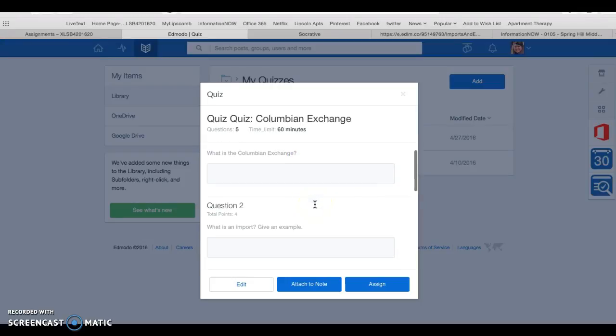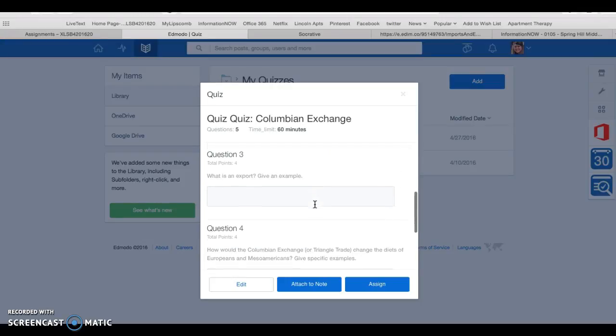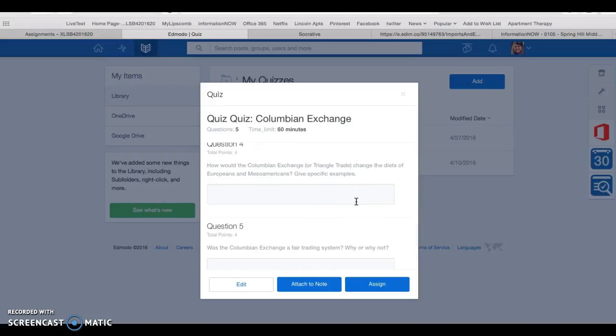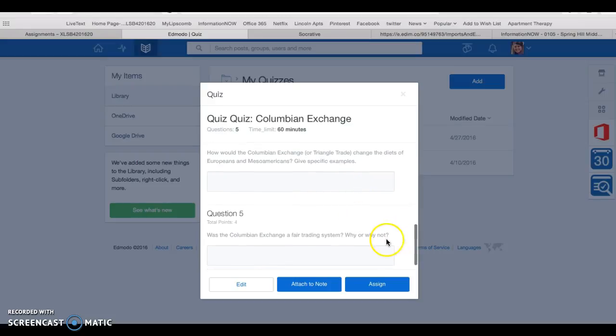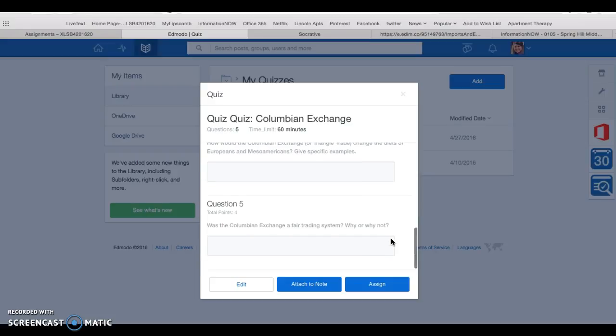What is the Columbian Exchange? What is an import? What's an export? How would it have changed the diets of Europeans and Mesoamericans, and was it a fair trading system? This opinion question right here is something we've been working on all year long in both social studies and their ELA classes, making sure they can back up their opinions with text evidence.